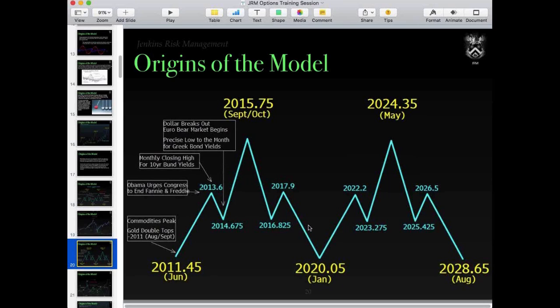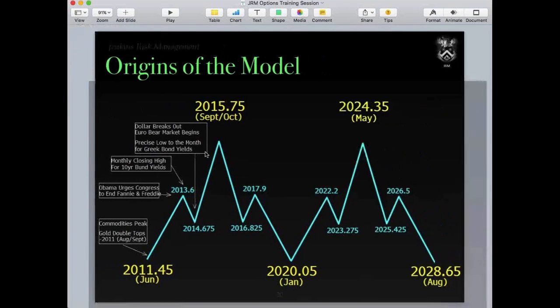I've been meaning to go back and do some of these turning points in some other markets. I don't have that slide done for today. But again, here in 2011, commodities peaked. All right, gold topped pretty much right behind the cycle. The end of Fannie and Freddie in 2013. We had the monthly closing high for 10-year bond yields. That was also with this peak. And then they've just been collapsing ever since.